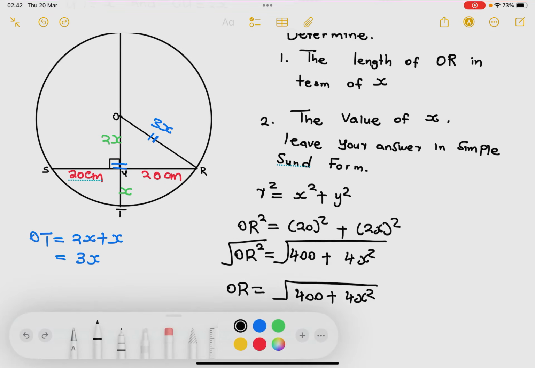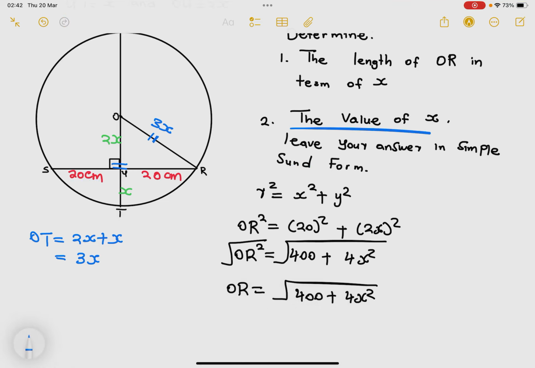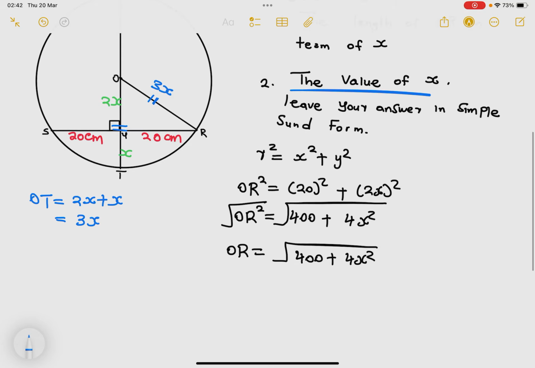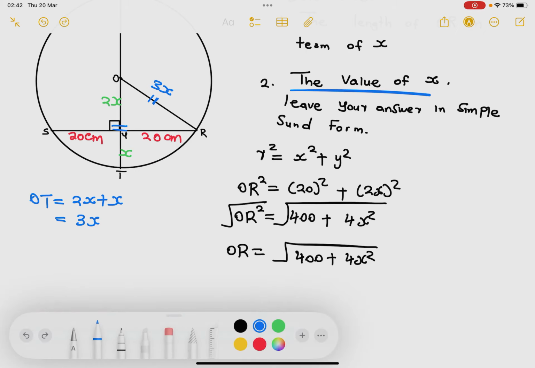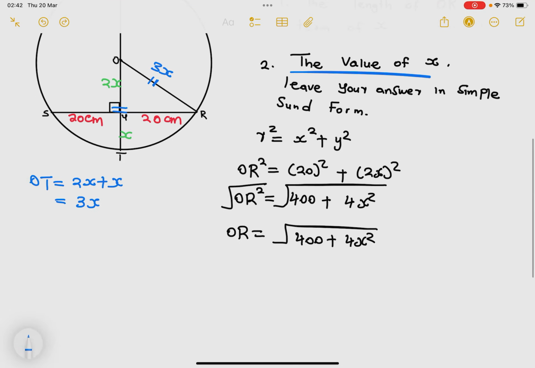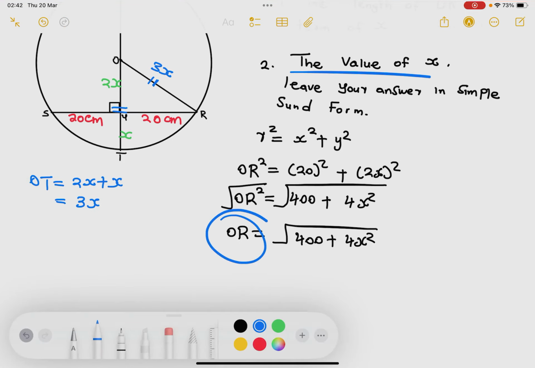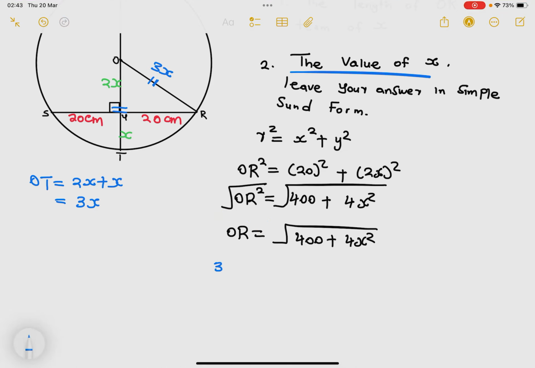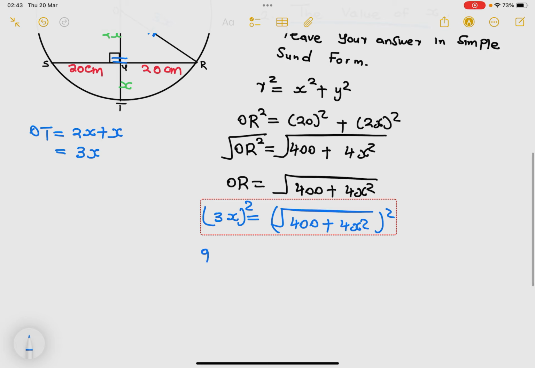So let's look at number 2. They say we need to calculate the value of X and leave it in surds. That's good. We take this triangle again. What is OR? We know OR is 3X, so I'm going to write it as 3X. The rest is the same: the square root of 400 plus 4X squared. So let's square both sides. We have 9X squared equals 400 plus 4X squared.